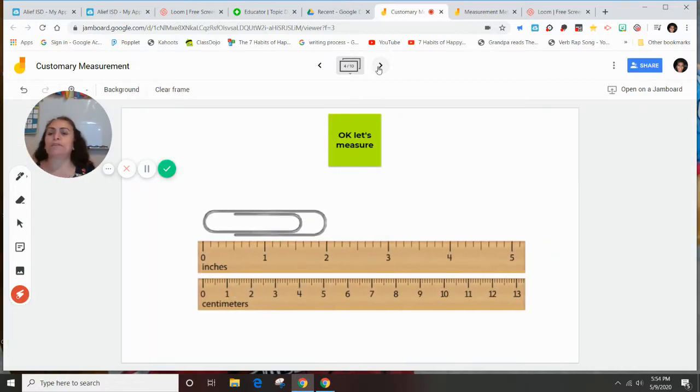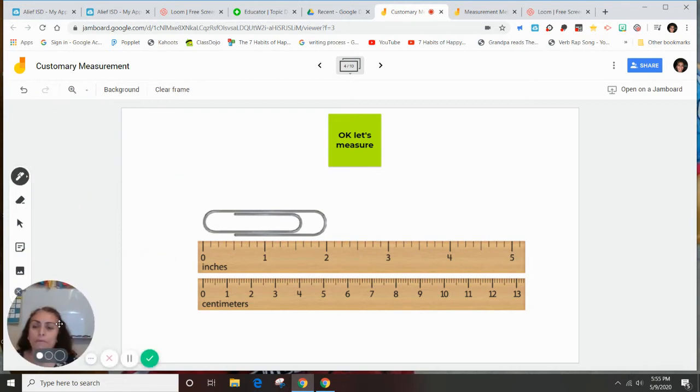Okay, so let's measure. For this example, I have a paper clip, and on this ruler I have both units because later on we're going to discuss centimeters, so I want you to see both of them side by side. But on this one, we're using the paper clip, and it tells me that this paper clip is 1 and 2 inches. Okay, the right way of measuring things, right?